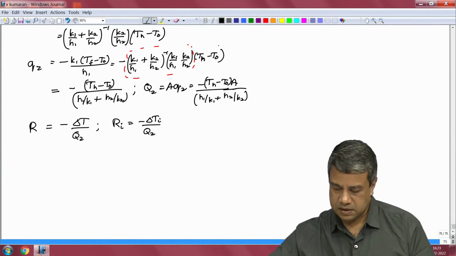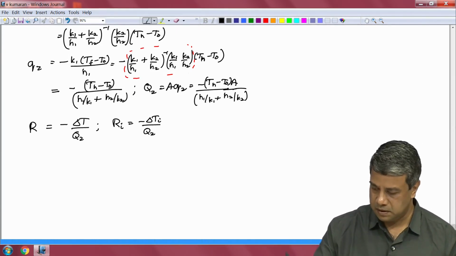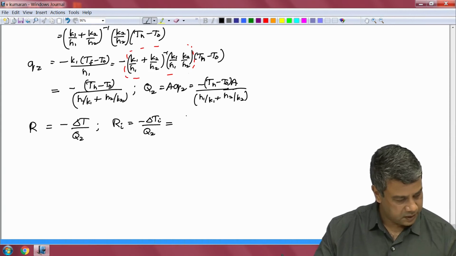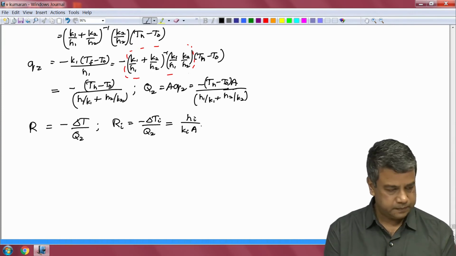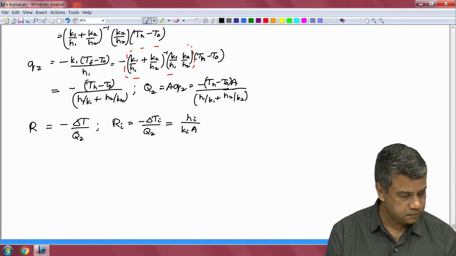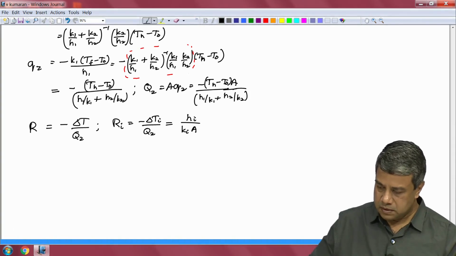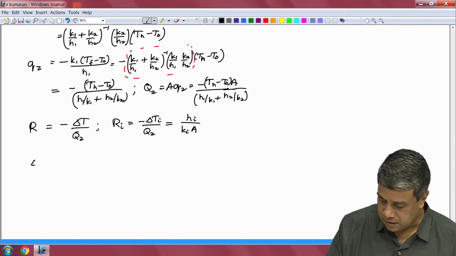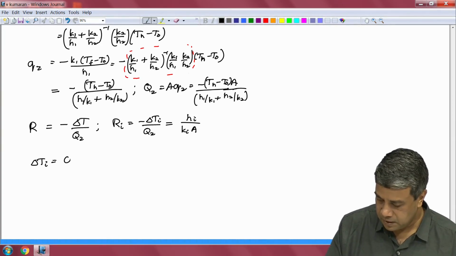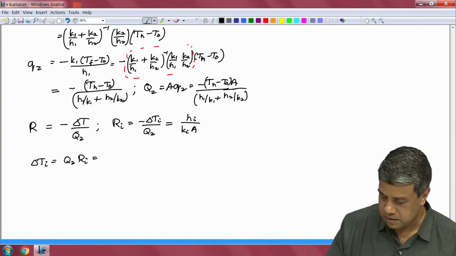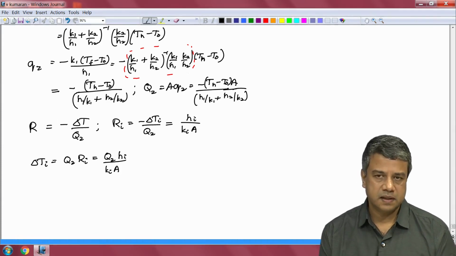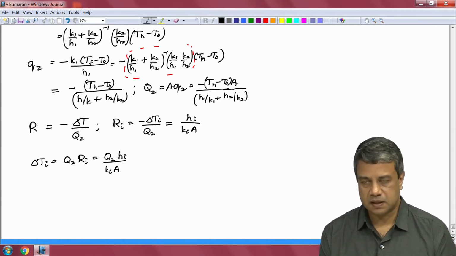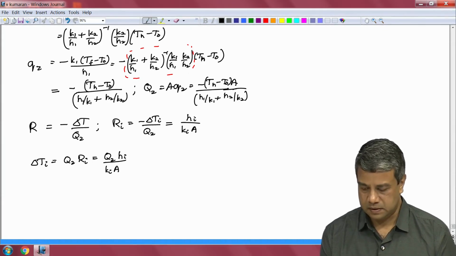Define the resistance as minus delta Ti by Qz, and this has to be equal to Hi by KiA. So, therefore, the delta Ti will be equal to Qz into Ri, which is equal to Qz Hi by KiA. Okay. The temperature difference across each slab is equal to the flux times Hi by Ki times A. Okay.